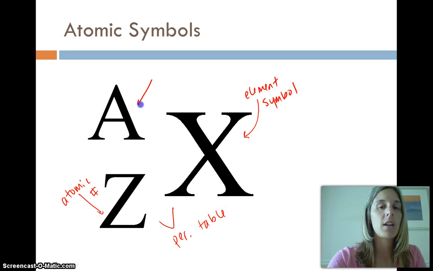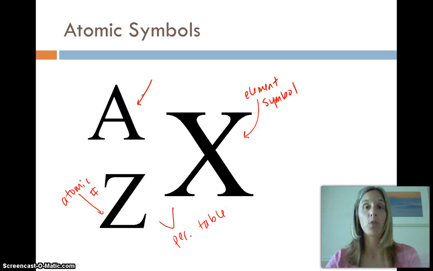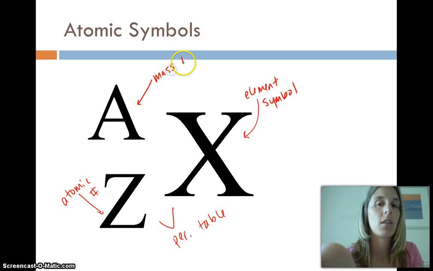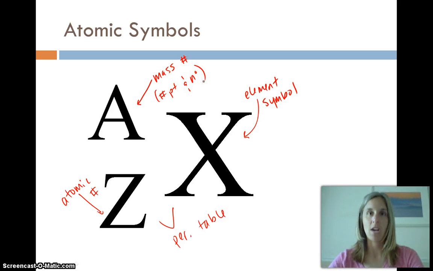This guy up here is not going to come from your periodic table, so do not copy anything off your periodic table for this letter A. What this letter A represents is the mass number. And this is going to be the number of protons and the number of neutrons that you have in your atom. And we'll talk about how to get that mass number in just a second. But your atomic symbols will always follow this format. You'll always have a mass number on the top, an atomic number on the bottom, and your element symbol to the side. And it's your atomic number that dictates what your element symbol is going to be.